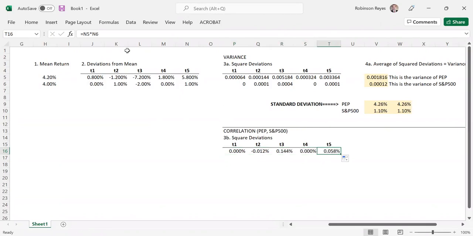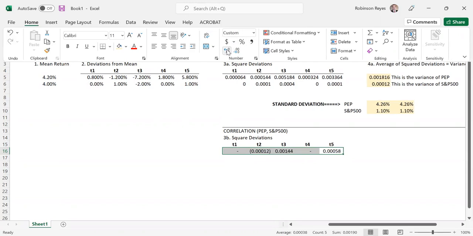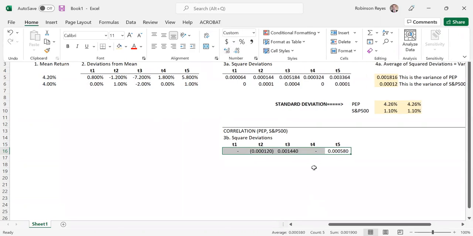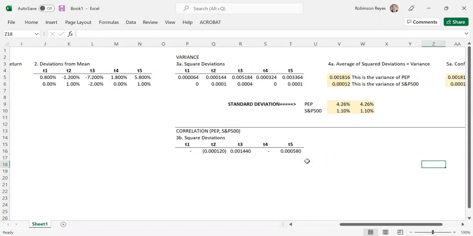If we look at the last one, we will see that we are just multiplying the deviations of Pepsi and S&P 500 in period T5, or year 5, month 5, whichever is the frequency of your data. Let me remove this percentage and just change this to decimals, because this interaction of the deviations is not easy to understand just by looking at it as a percentage.